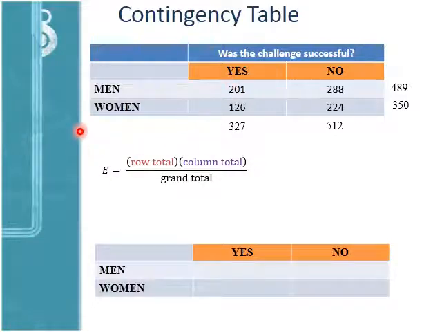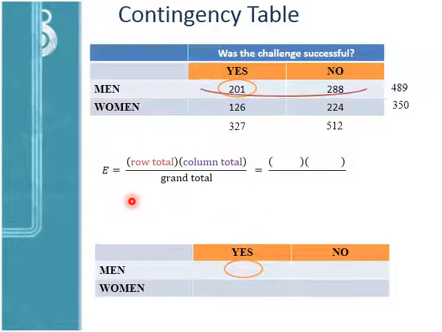So let's first look at the top left cell. I want to know the expected frequency for the men's successful challenges. For the row total, we'll be looking at the row that 201 is in, which of course is the top row. The total for that row is 489. The column total for the column that 201 is in will be 327. And the grand total, of course, we said, is 839.